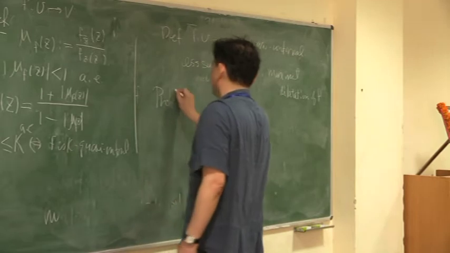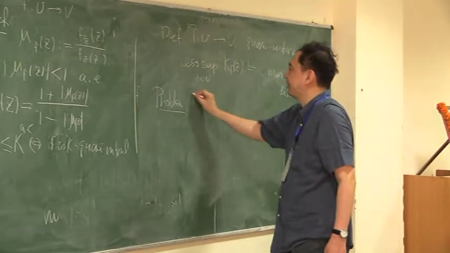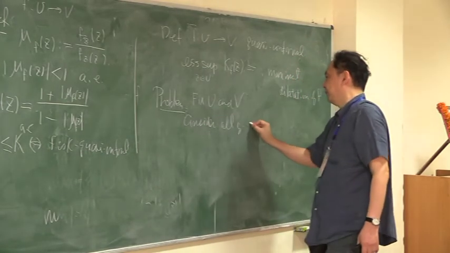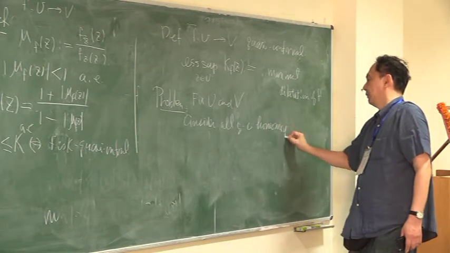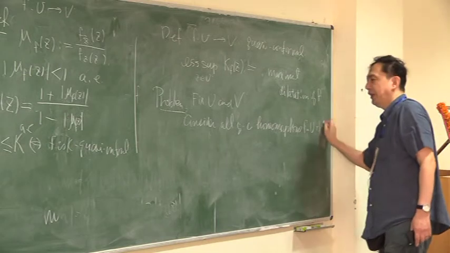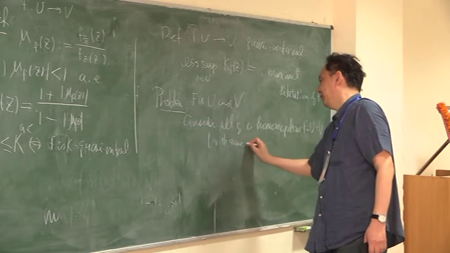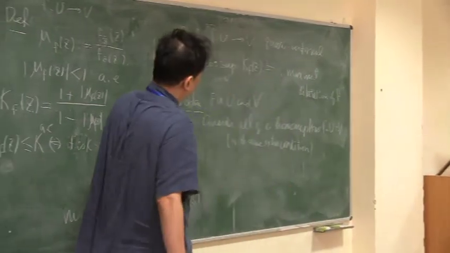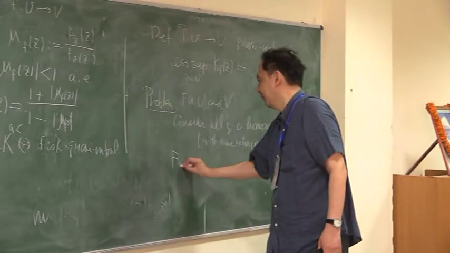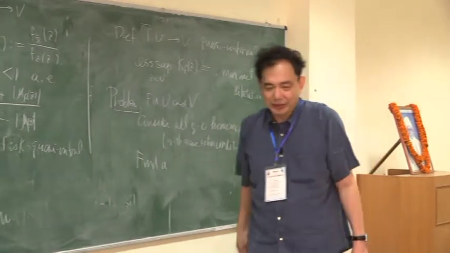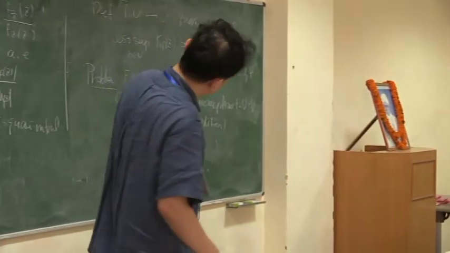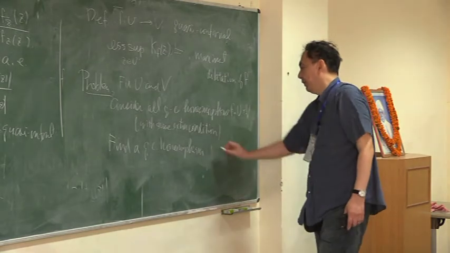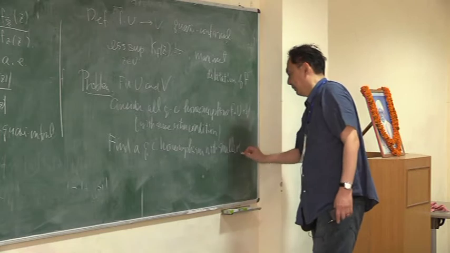Now we have a problem. It is posed like this: you fix U and V and consider all quasi-conformal homeomorphisms from U to V, with some extra condition depending on the situation. Then find the most efficient quasi-conformal map. That is, find the QC homeomorphism with the smallest maximal dilatation.